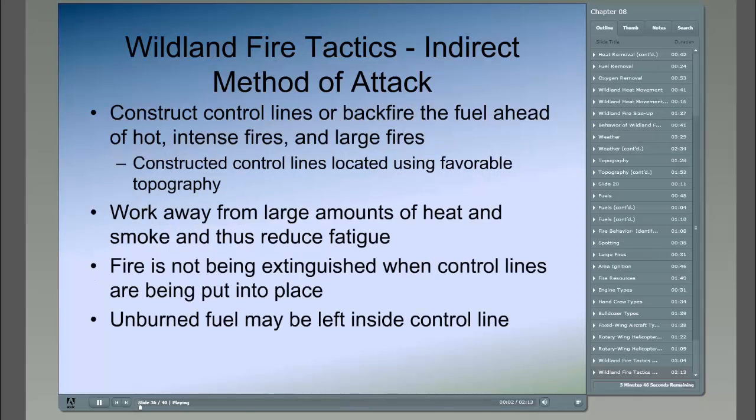The indirect attack method consists of fighting a wildland fire by constructing control lines or by backfiring the fuel out at a distance ahead of the main fire. It is used when the fire is burning too hot or too rapidly to employ direct attack methods, or when insufficient fire suppression forces are available. Because the indirect method is used on hot, intense fires, it is the choice most often selected on large fires.